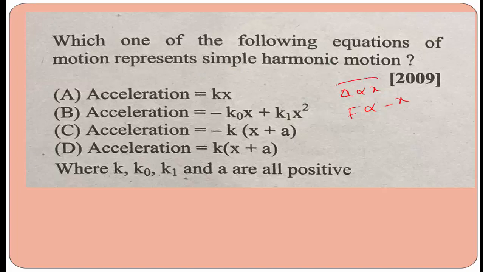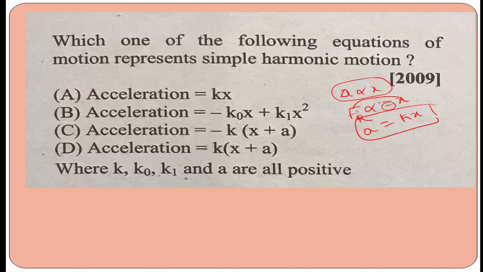According to the definition of simple harmonic motion, the acceleration is directly proportional to displacement and always directed towards its mean position. And according to the restoring force formula, the restoring force is directly proportional to its displacement. The negative sign indicates the force and displacement are in opposite directions. Therefore, a is equal to minus K into x.